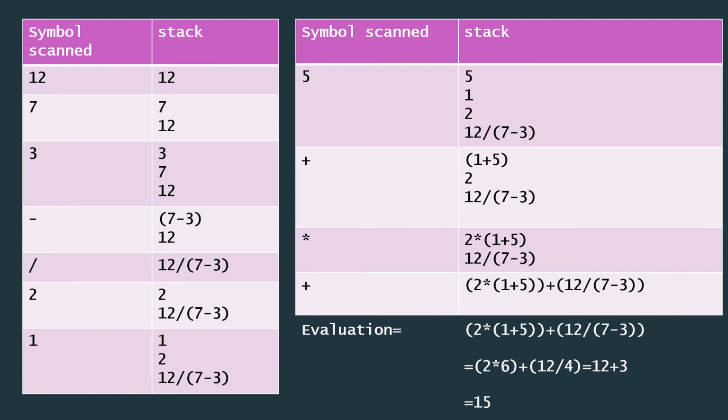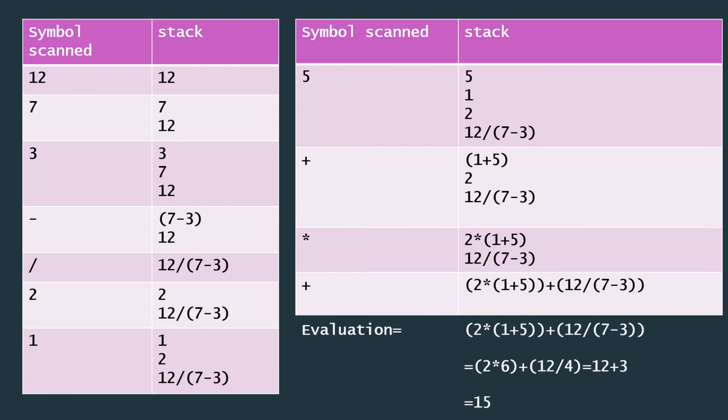So let's begin with 12. 12 will go to the stack, then 7 will go above 12. Now 3, that will also go above 7 in the stack. Now the minus operation has come. Now the minus operator will go in between 7 and 3. 7 minus 3 will be pushed into the stack. Then 12 will be there in the stack. Now the division operation. Division will be done between 12 and 7 minus 3. 12 division 7 minus 3.